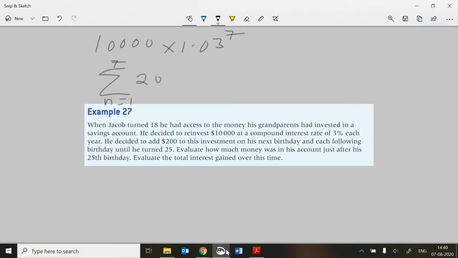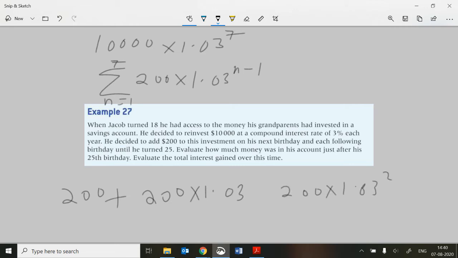And I've got 200 times by 1.03 to the power of n minus 1. Okay, so the terms are back to front. We would normally sum the geometric sequence from the 200 to the 200 times 1.03, 200 times 1.03 squared, and so on. Normally do it that way around, but they're back to front because the 200 is in fact the last amount which is put in, not the first amount which is put in. Okay, right, so this is the sum of what I need.